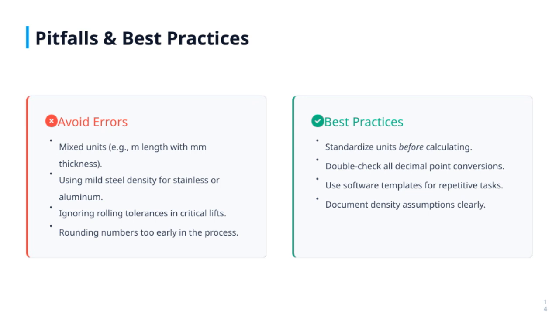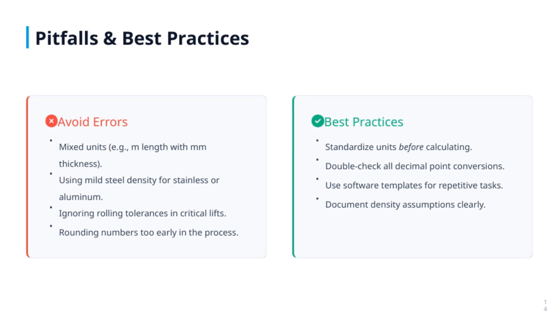Before performing calculations, make sure to standardize your units. Mixing units like meters with millimeters can cause confusion and errors, so consistency is key. Also, be cautious about rounding numbers too early in your process. Early rounding can compound errors, so it's best to keep precision until the final step. When dealing with critical lifts, don't ignore rolling tolerances. They can be crucial for safety and accuracy.